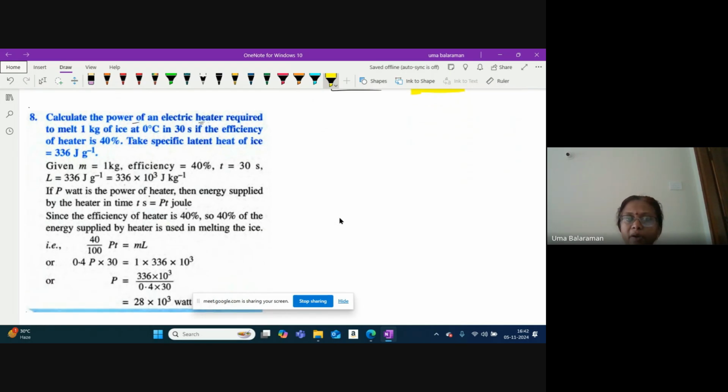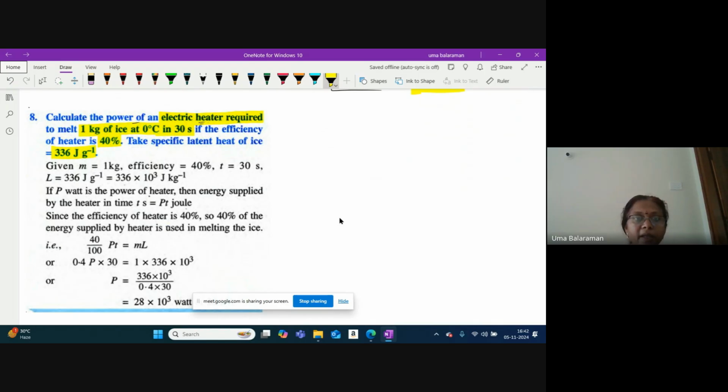To calculate the power of an electric heater required to melt 1 kg of ice at 0 degrees Celsius in 30 seconds if the efficiency of the heater is 40%. So they're combining work, power, energy along with calorimetry. Take specific latent heat of ice as 336 joules per gram. The mass is given in kg, so you have to convert it into grams.